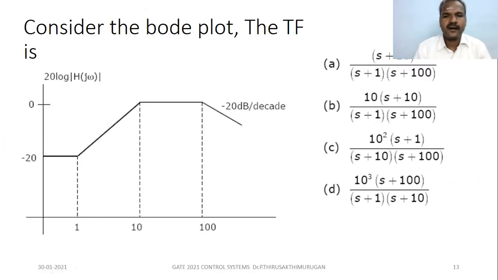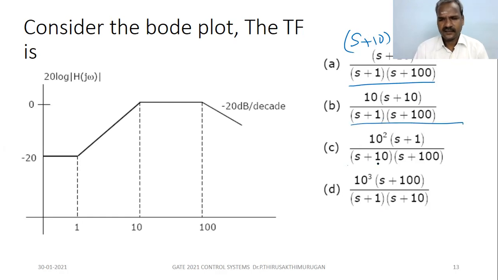Next one is, consider the Bode plot of the transfer function. The options: A is s plus 10 in the numerator divided by s plus 1, s plus 100. Another is 10 into s plus 10 over s plus 1, s plus 100. You see all the denominators, options A, B, C. So the Bode plot is given, and for this Bode plot we have to find the transfer function.